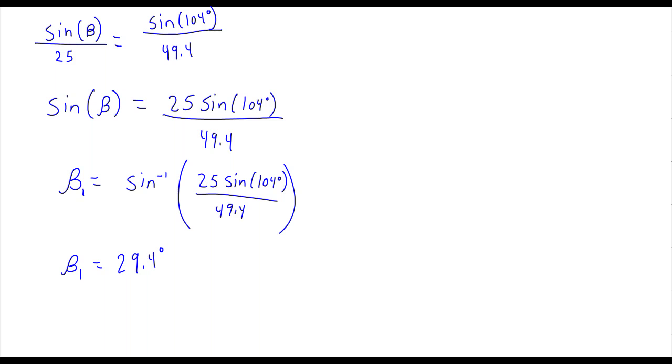So that's definitely one of my triangles. To find the other one, remember, we need to at least check to see if we can get a valid triangle by having the second beta. You find that by just doing 180 minus the angle you just found, and this will be the other possible triangle. We do have to check to see if it's a viable option. That gives 150.6 degrees.